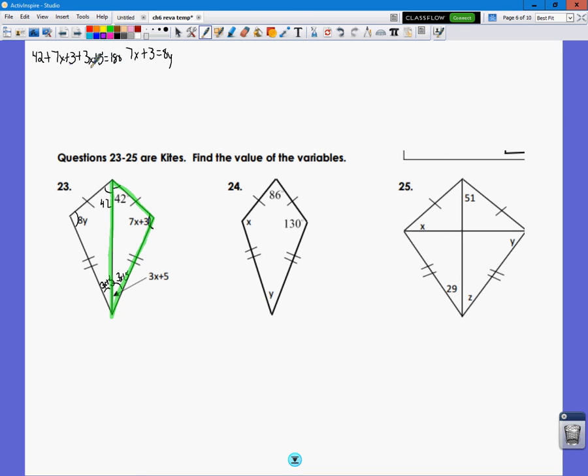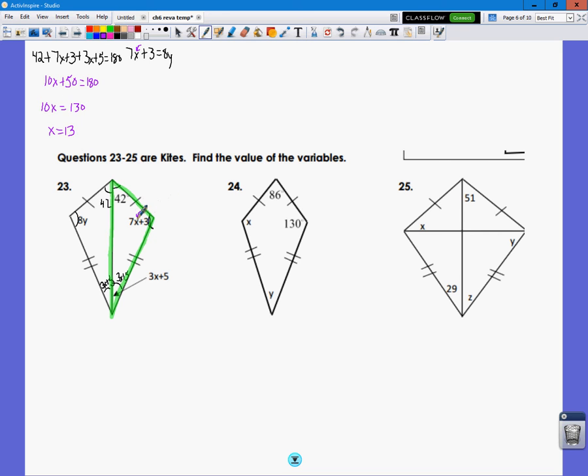I can use this to find x, and then I can come over to this equation and replace my x. Combining my like terms, in this particular problem, I would have 10x plus 50 is equal to 180. Subtracting 50 from both sides, 10x is equal to 130, which means x is equal to 13.